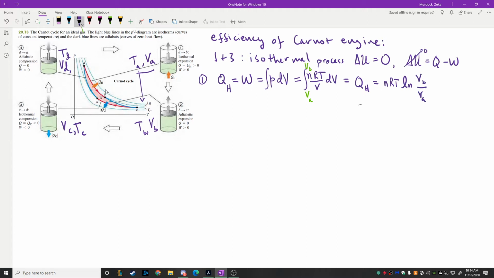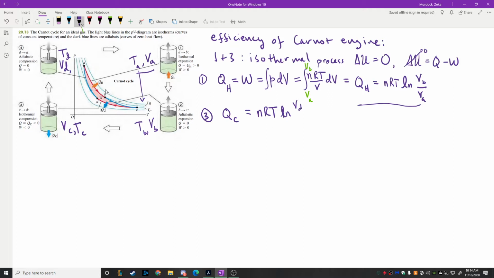And there we go. That's our QH for process 1. Let's do process 3 as well. So process 3 is going to be QC, and this is going to be going from TC up to TD. So we're going to end up basically skipping through the steps. We go nRT, and then we'll have a natural log now of the final minus the initial, right?